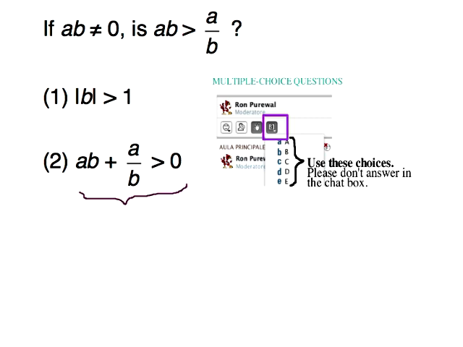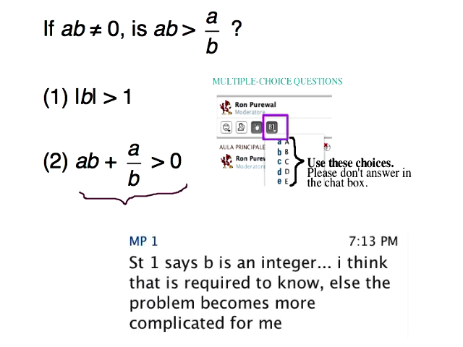So this is statement 1. Does statement 1 say B is an integer? Statement 1 doesn't say that. You guys are looking at the right screen, right? Hmm? Wait a minute. Somebody wrote this in the chat box. Are you guys all seeing the same problem on the screen? Statement 1 just says the absolute value of B is greater than 1. Is that what you see? Okay, so we're good there.